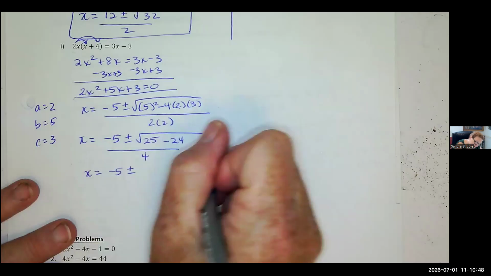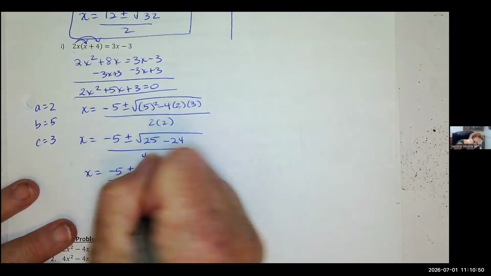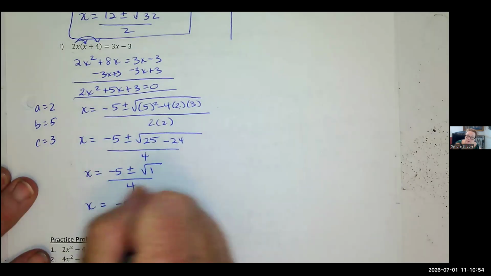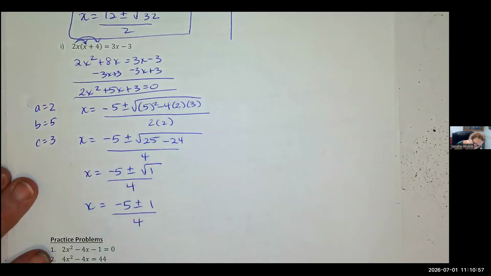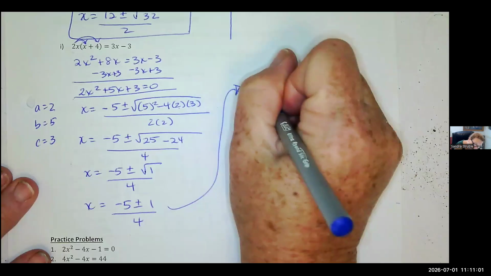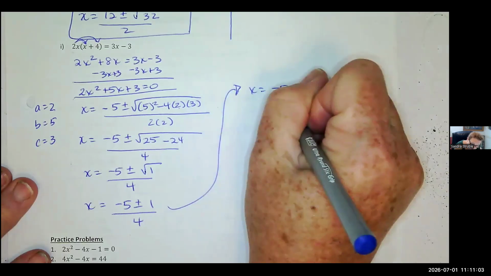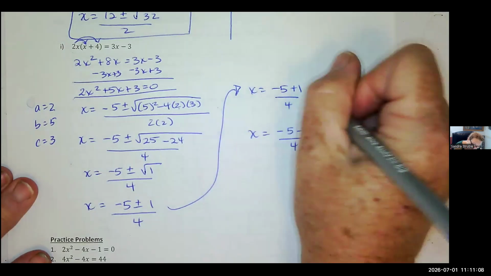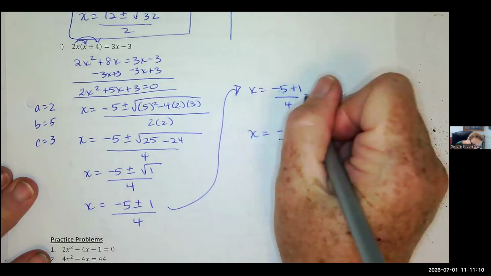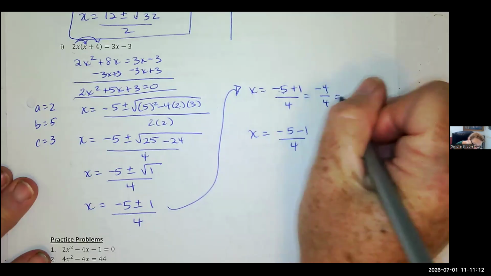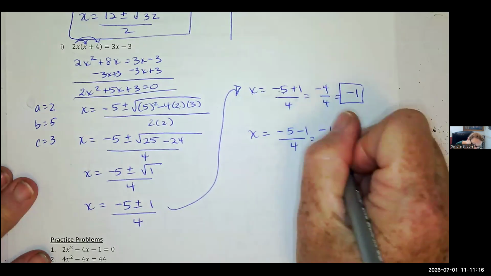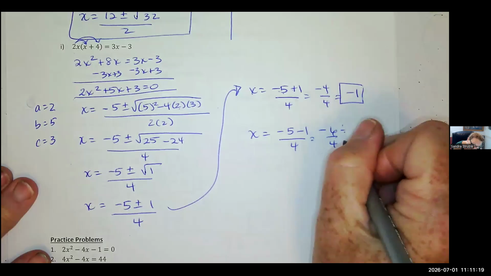Not skipping steps. Square root of 1 is 1. Now we break this into 2 different pieces. X equals negative 5 plus 1 over 4, and x equals -5 minus 1 over 4. Get our two answers. -5 plus 1 is -4 over 4, which is -1. And -5 minus 1 is -6 over 4. We need to reduce these both by 2, which is -3/2.